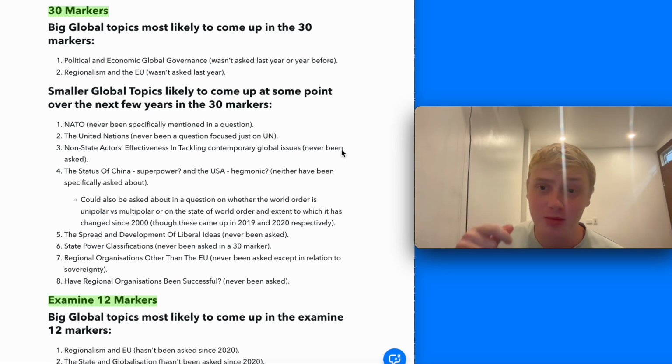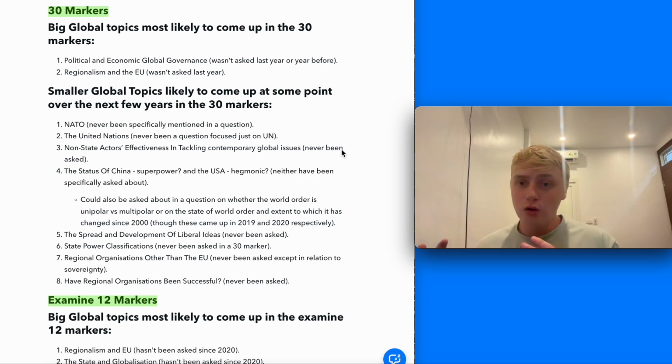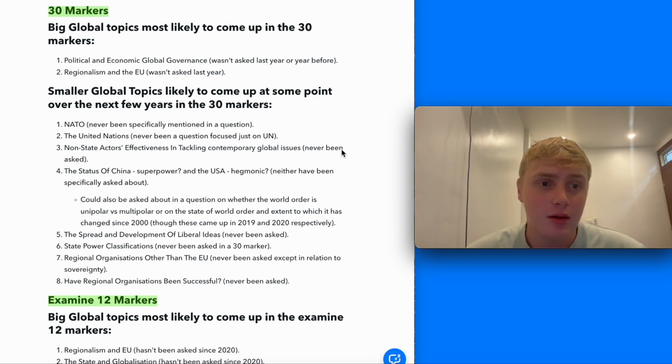It's a really difficult topic, but it is at the bottom of political and economic global governance, and also human rights and environmental global governance. So it could absolutely be asked about. I think it's maybe a bit more likely in the 12 markers, but you do need to know it well for a potential 30 marker question as well.